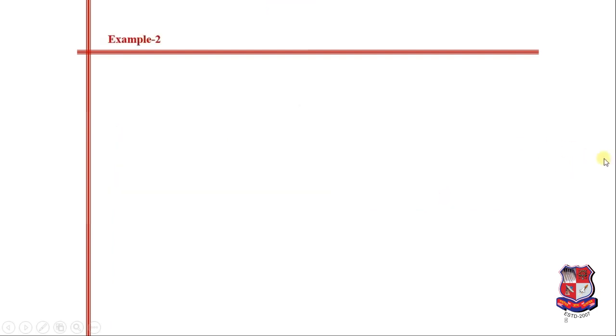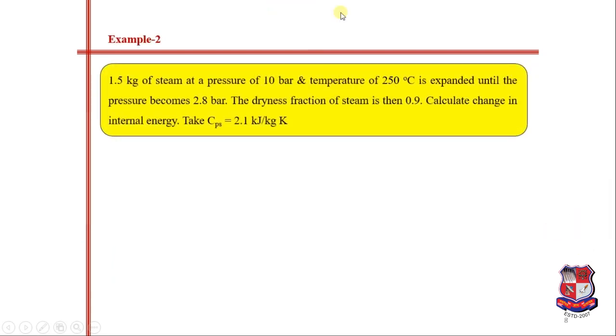Let's take up another example. 1.5 kilogram of steam at a pressure of 10 bar and temperature of 250 degrees Celsius is expanded until the pressure becomes 2.8 bar. The dryness fraction of steam is then 0.9. Calculate the change in internal energy. Take Cps equal to 2.1 kilojoule per kg Kelvin.